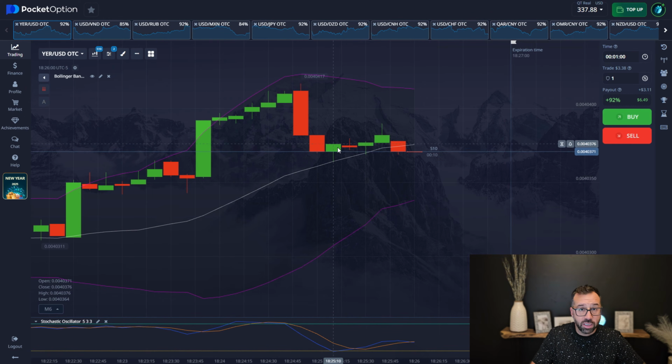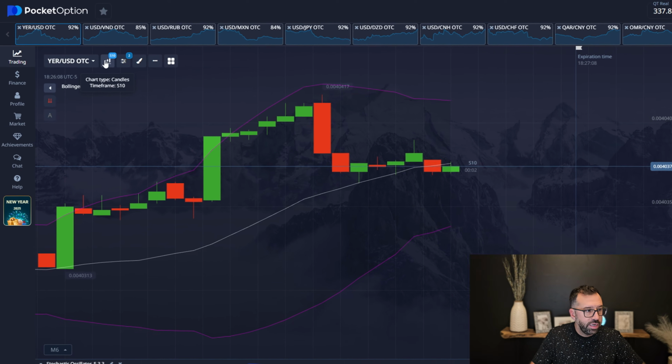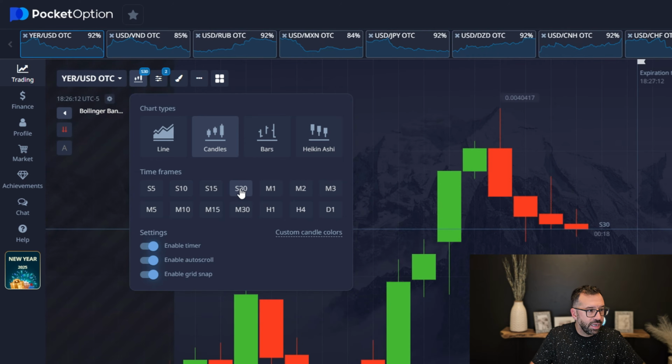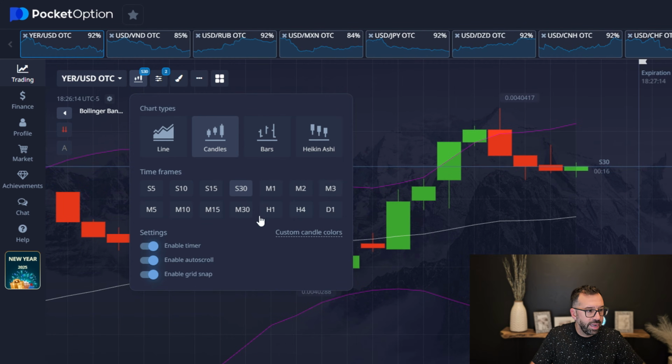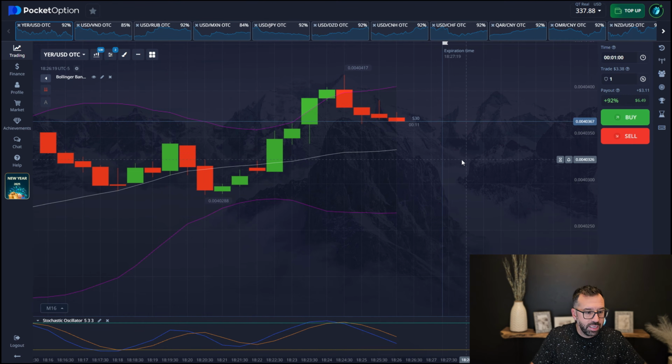And then we had a little bit of consolidating here, and then the blue crossed over the orange here, showing a little bit of up. Didn't last very long because we're on a 30-second candle here. So we're going to use candles, and we're going to use 30-second candles. All right, we want to enable the timer because we want to be able to catch this and jump in when the time is right.